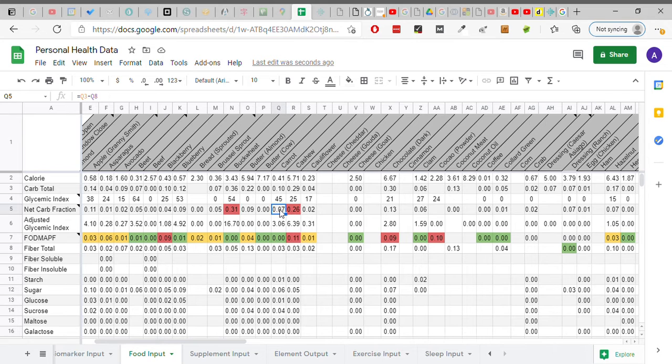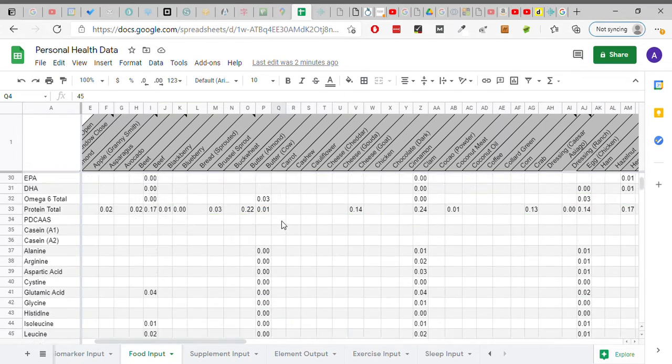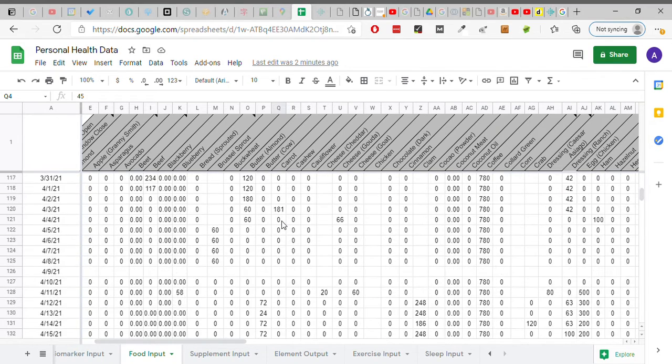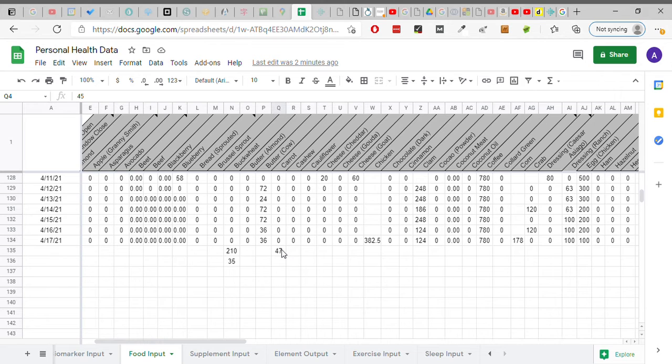So we take this number and multiply it by the glycemic index. For carrots, the glycemic index number is about 45. And let's assume that we ate 47 grams of carrot. So let's just say, hypothetically, we consume about 47 grams of carrot.